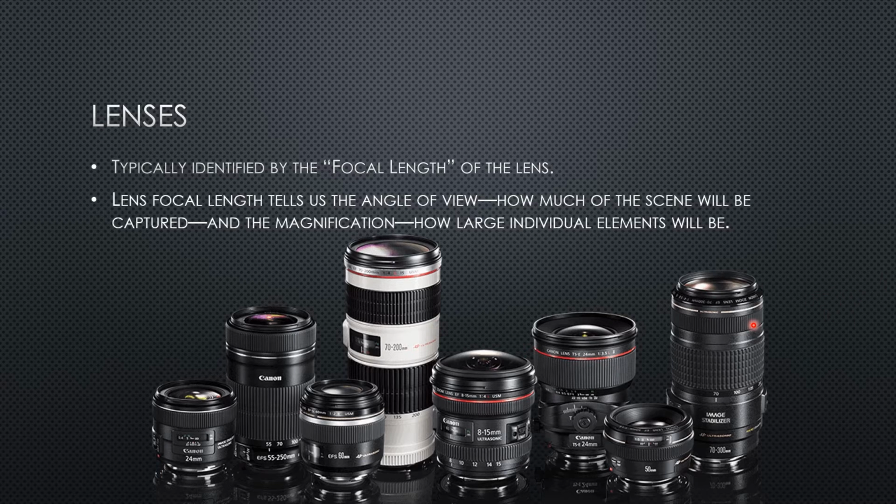If we look at a longer lens, a 300 millimeter lens, for example, it will have a certain magnification factor to it. So it will appear almost as if you're looking at the scene through a pair of binoculars or a telescope or something of that sort. So the focal length will give you a general idea of what the image will look like.